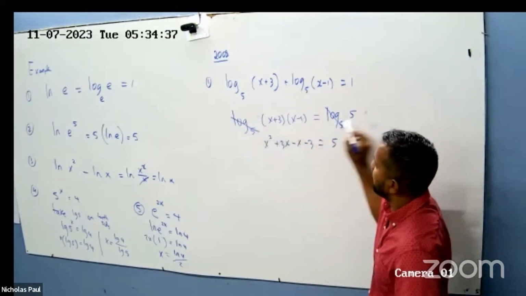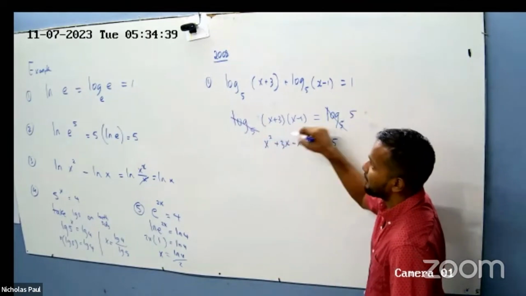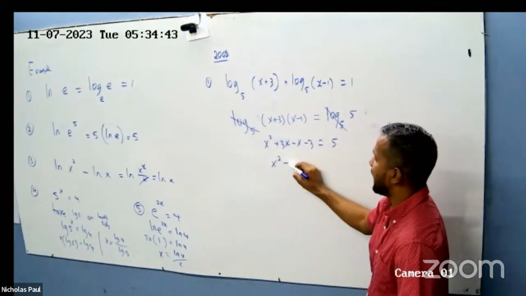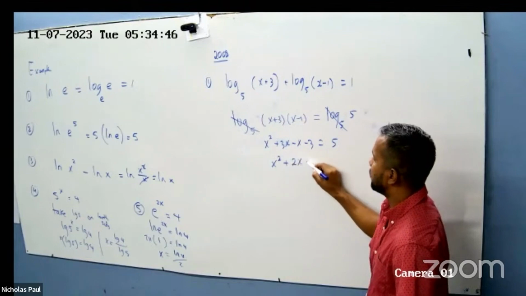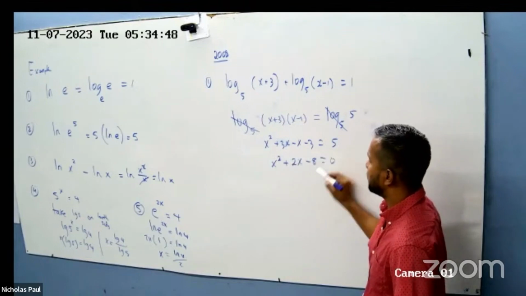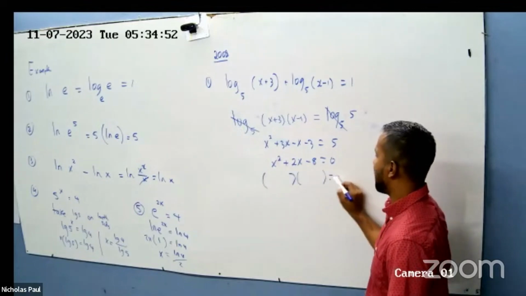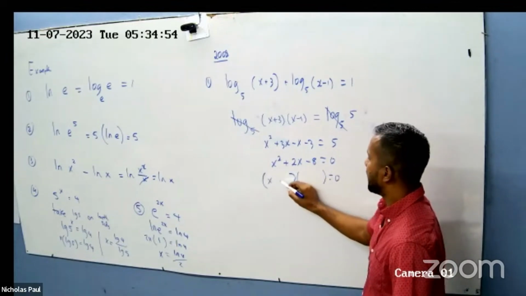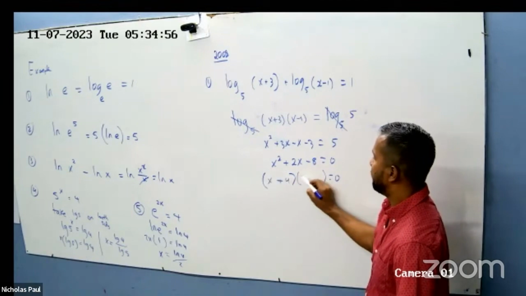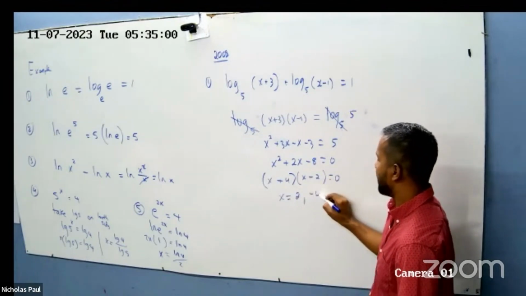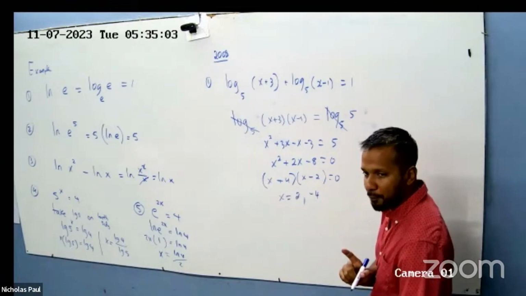Right? So look what I did. I made sure that the same log is on both sides and cancelled off. And then we get a nice little quadratic. That's x squared plus 2x minus 8 is 0. And you solve it. Most likely you could probably factorize. X is what? Positive 2 and minus 4, but we have a slight problem.